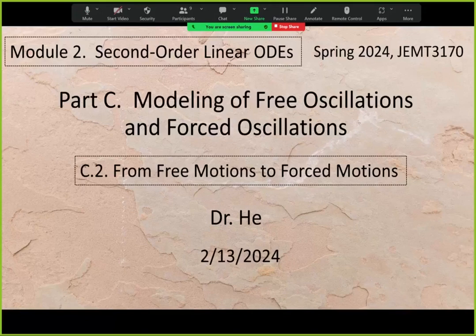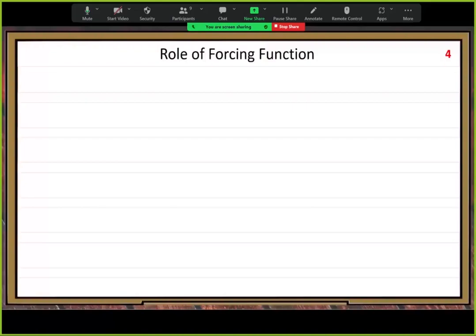2. From free motions to forced motions. The previous topic was the free motion case. There is no forced part. There is no external force. Let me explain the difference.